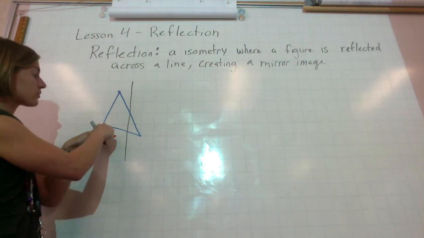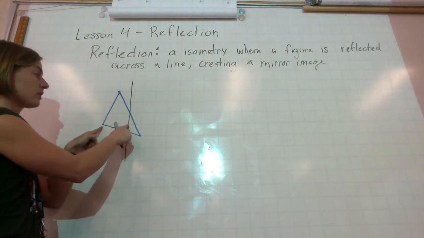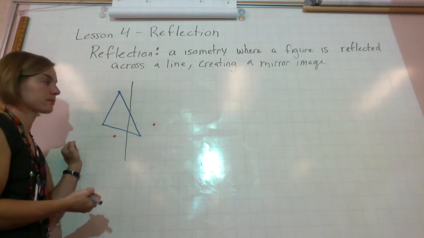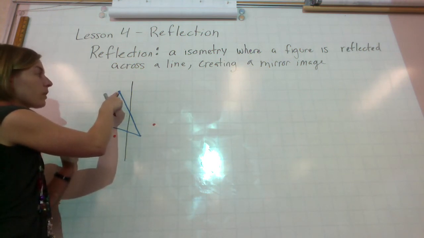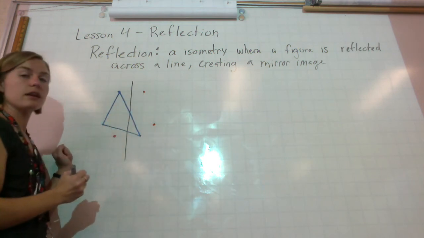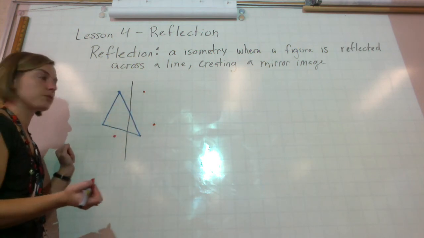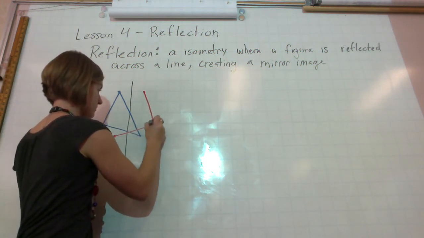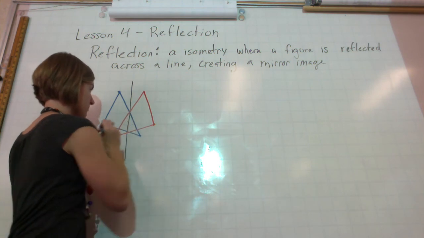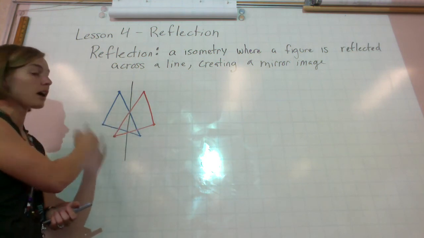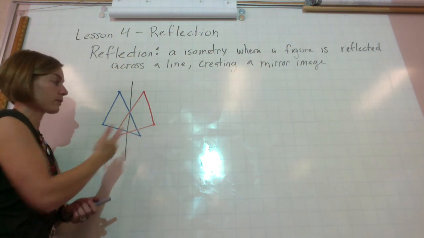What about this point? Well, this point is 2 away from our reflection line, so it's going to be 2 away on the other side. Up here, this one is 1 away from our reflection line, so it's going to be 1 away on the other side. Now all we have to do is connect those dots. And that's exactly how a figure on top of our reflection line would get reflected.